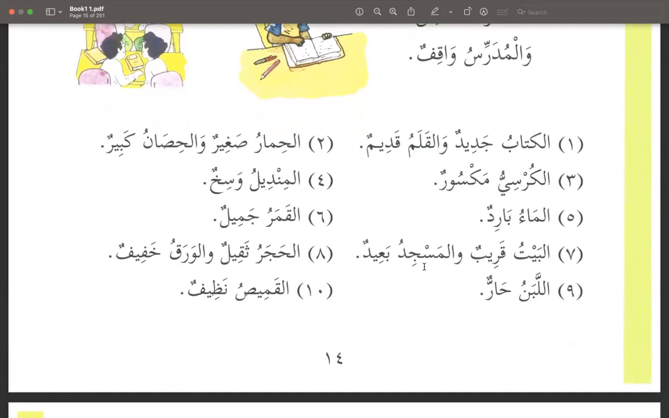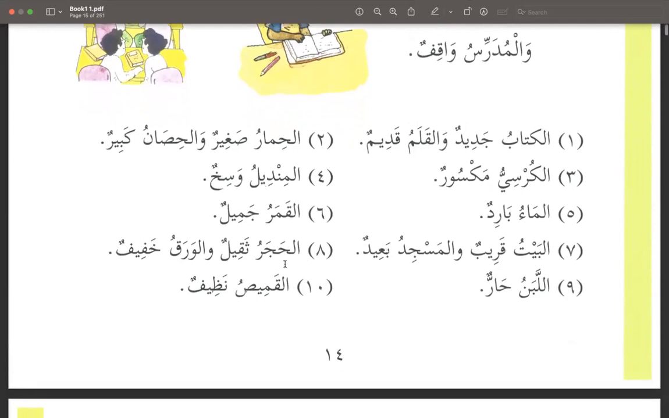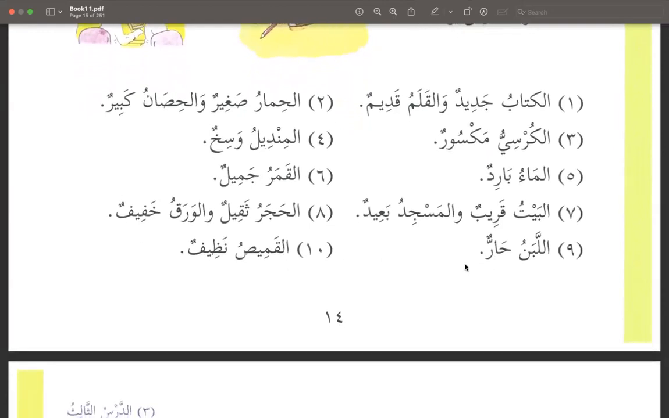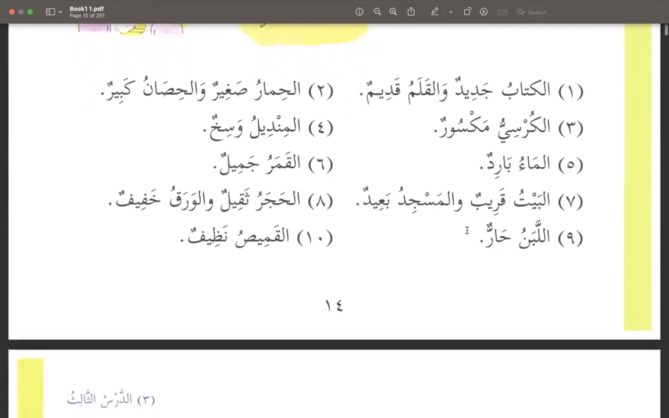Number 5, al-ma'u baridun. The water is cold. Number 6, al-qamaru jamilun. The moon is beautiful. Number 7, al-baytu qaribun. The house is near. Wal masjidu ba'idun. And the masjid is far. Number 8, al-hajaru thaqilun. The stone is heavy. Wal waraqu khafifun. And the paper is light.